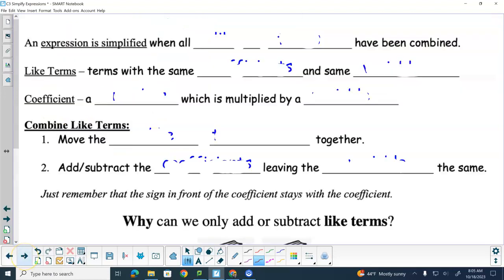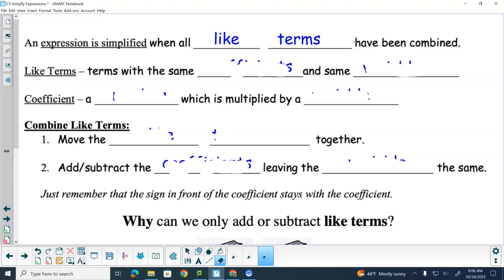All right, so let's get the terminology out of the way. An expression is simplified, kind of like reduced, like a simplified fraction, a reduced fraction. An expression is simplified when all like terms have been combined.